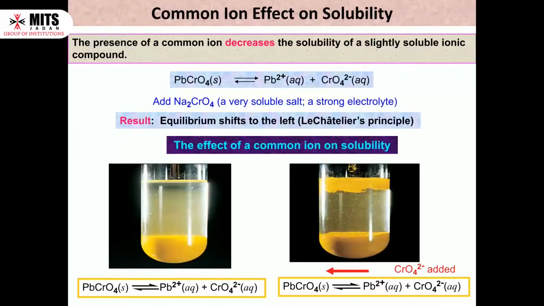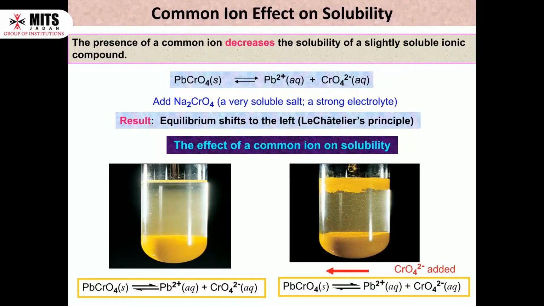Common ion effect on solubility. The presence of common ion decreases the solubility of a slightly soluble ionic compound. As the reaction shifts towards the left to relieve the stress of the excess product, adding a common ion to a dissociation reaction causes the equilibrium to shift left toward the reactants, causing precipitation.